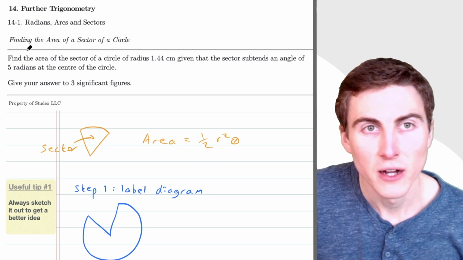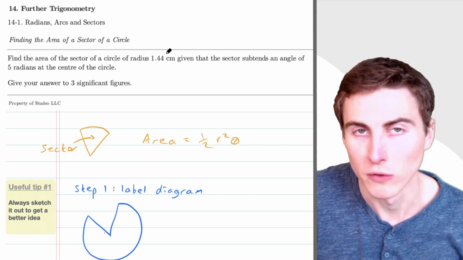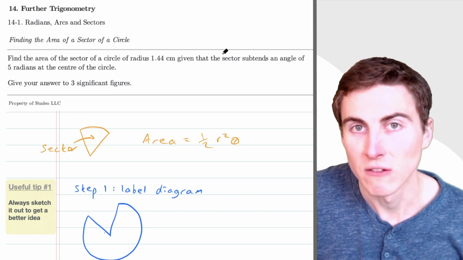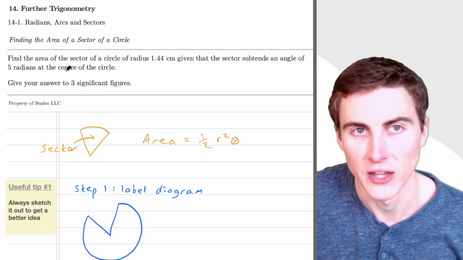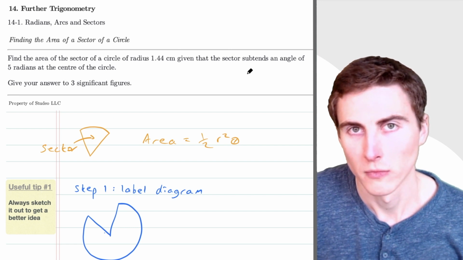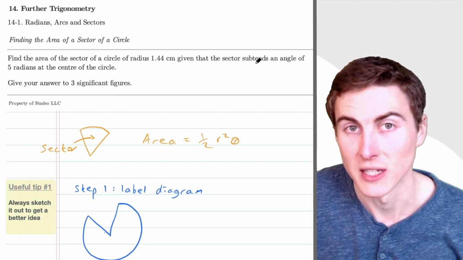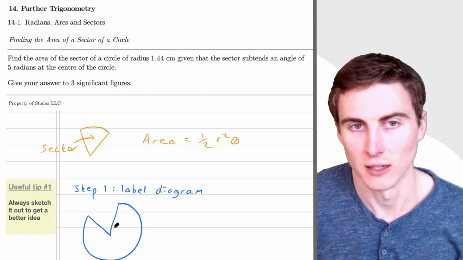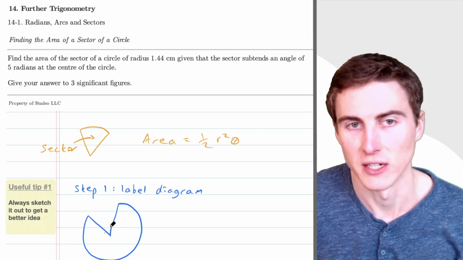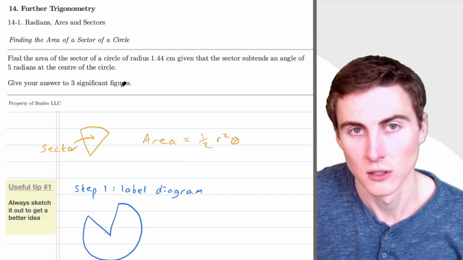It says, find the area of the sector of a circle of radius 1.44 centimeters, given that the sector subtends an angle of 5 radians at the center of the circle. So this thing of like subtends, that's like a technical maths term. It just means that the angle of the sector is 5 radians. So like here is like the 5 radians part. We're going to give your answer to 3 significant figures.